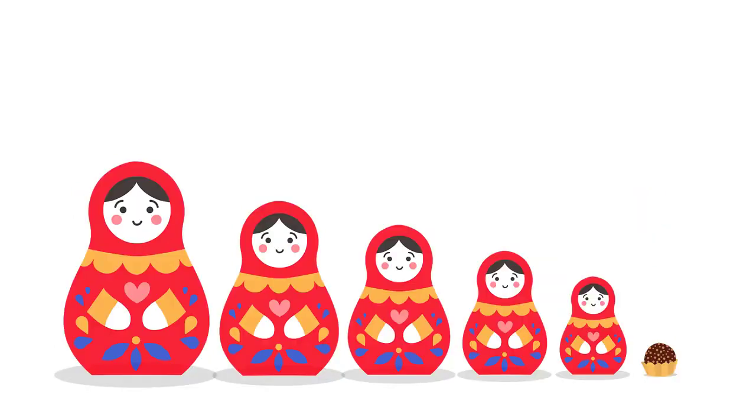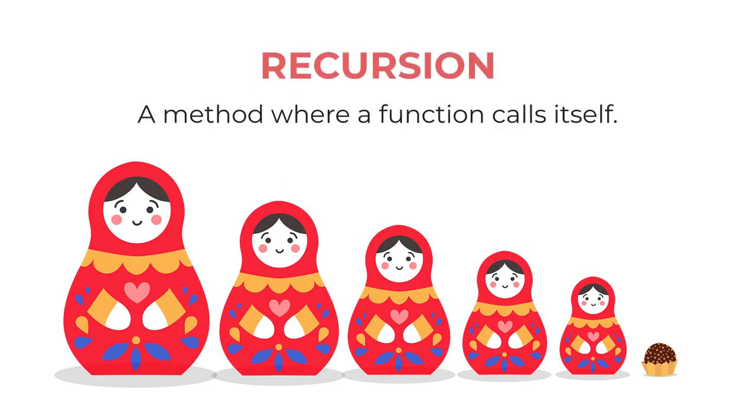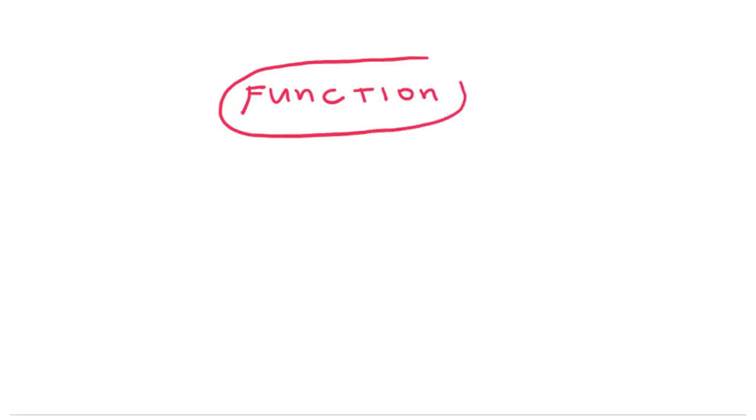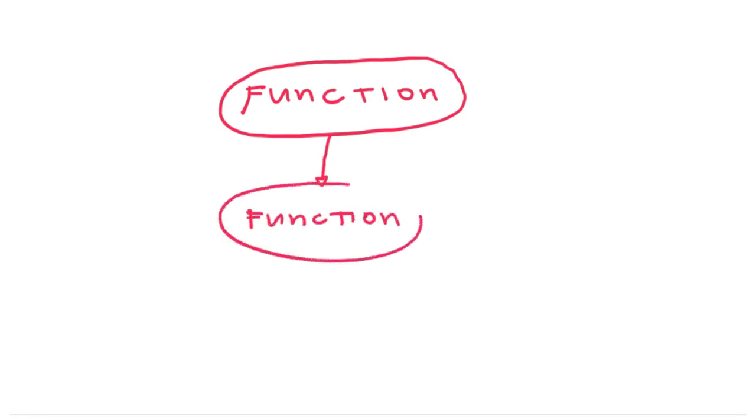Now, what we just did while playing with Anna is an example application of what we call recursion. Recursion is a method where a function calls itself. Now, I'm going to show you how this works. Let's say this is our function. The next thing we're going to do is inside this function, we are going to write the very same function. What this does is calling the function itself.